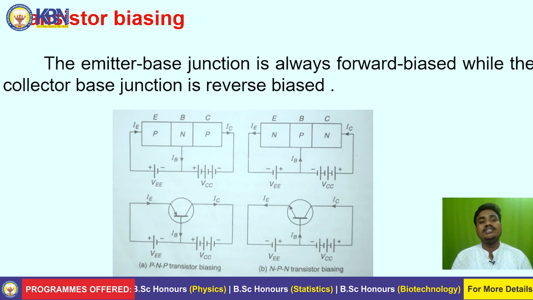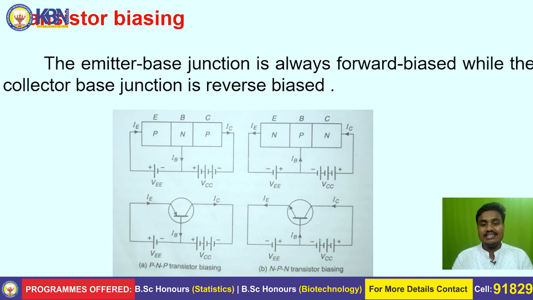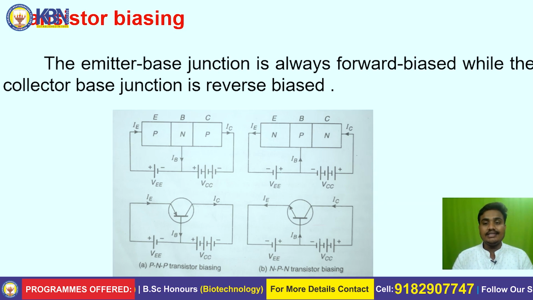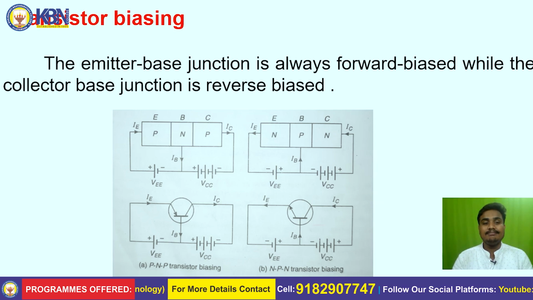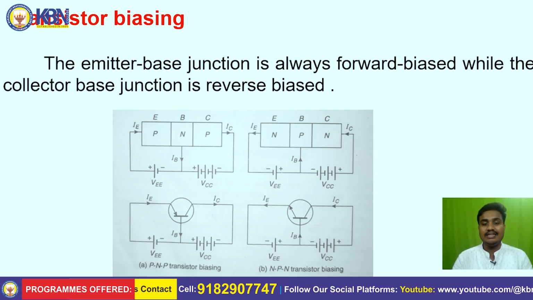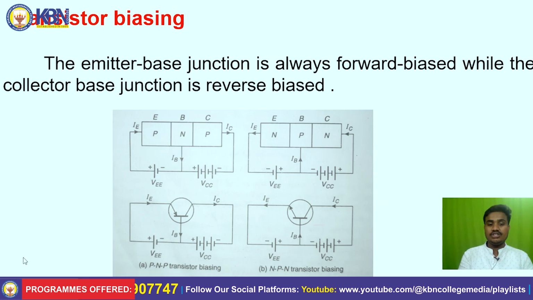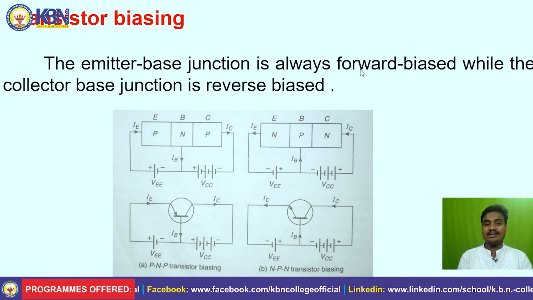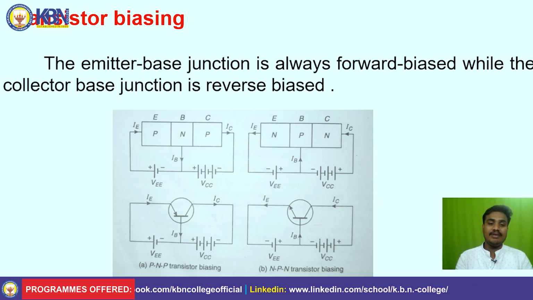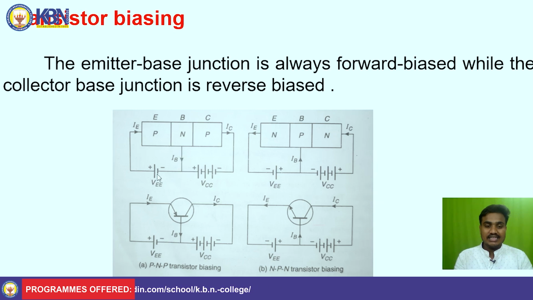Coming to transistor biasing, the emitter base junction is always forward biased while the base collector junction is reverse biased. That condition is known as transistor biasing. Here you can see in the circuit diagram, the emitter base junction is forward biased. Forward biased means the P terminal is connected to the positive terminal of a battery and N is connected to the negative terminal of the battery.